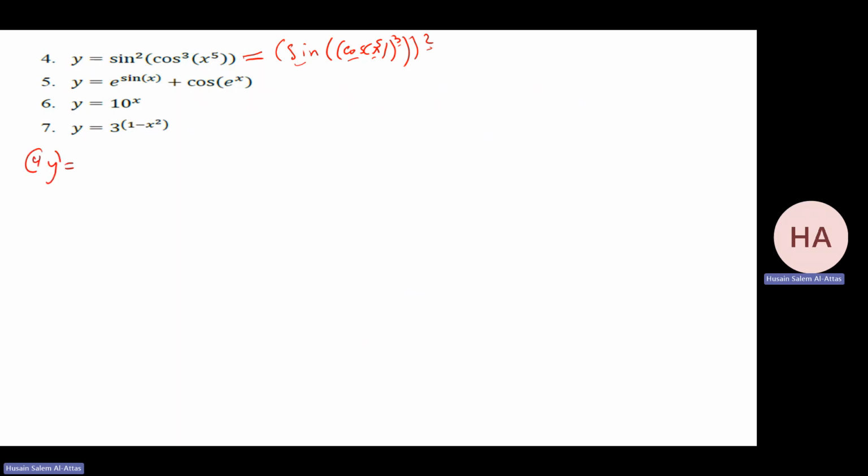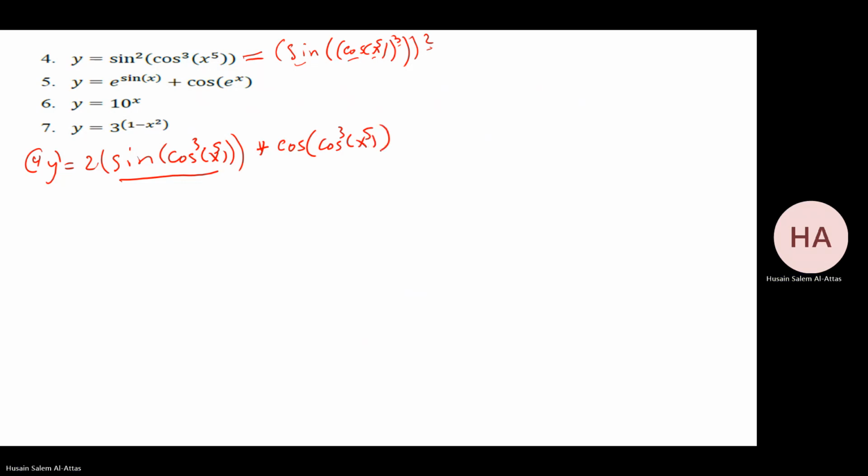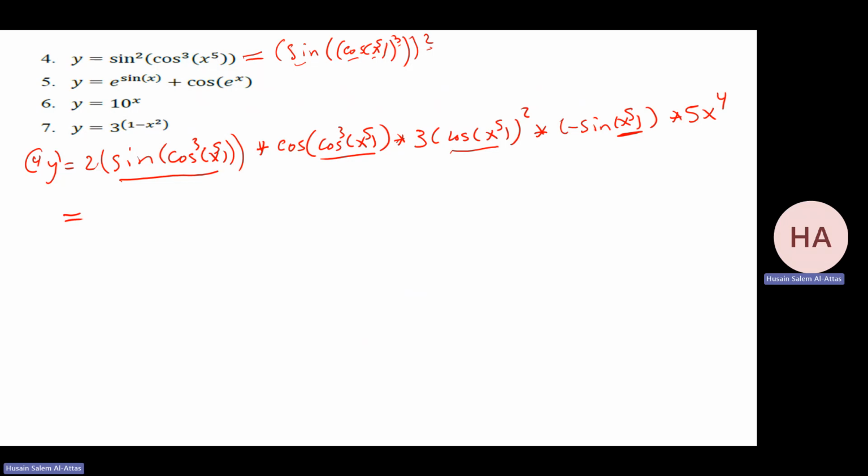What will be y prime? It will be 2 times the things inside, and rewrite it like this. Times the derivative of this, which is cosine of this, times the derivative of this, which is 3. Cosine x to the power 5 all squared, times the derivative of this, which is minus sine x to the power 5. Are we done? No, not yet. The derivative of this is 5x to the power 4.